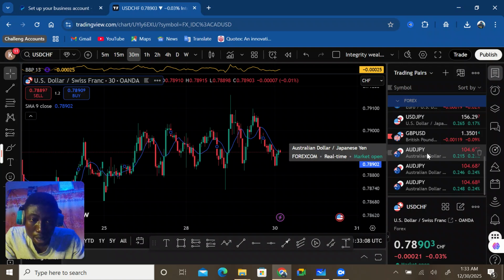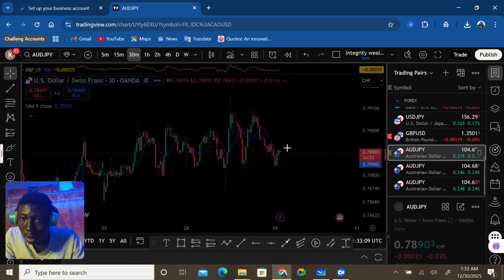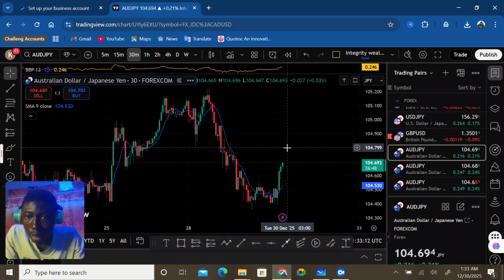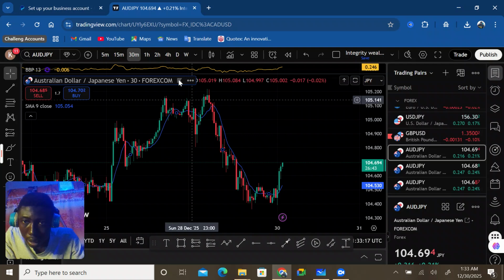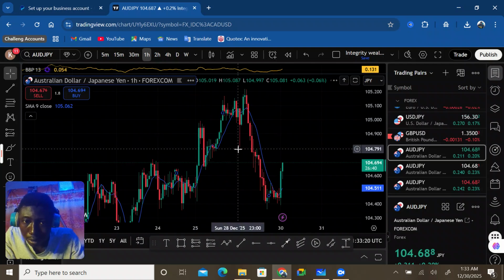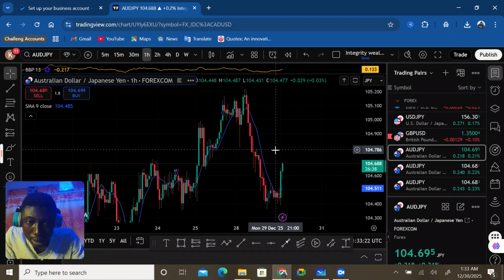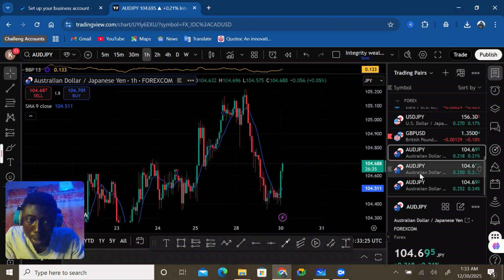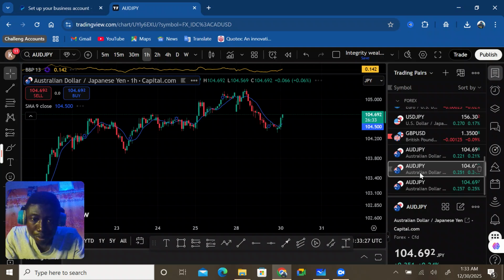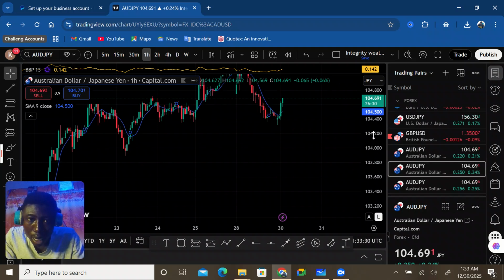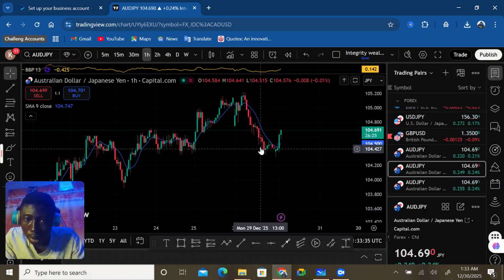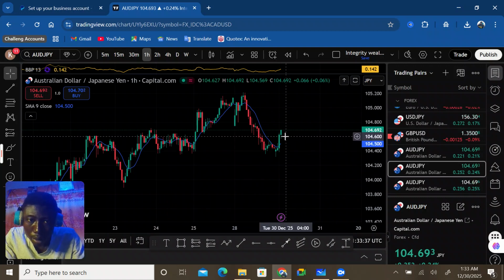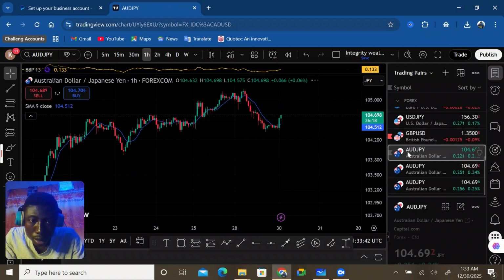Now, this one starts first, forex.com. Let's see, forex.com is like this. Let me put it on the 1 hour time frame. This is how forex.com is showing us AUDJPY. Now let's go to the next. Okay, so this is how capital.com is also showing us AUDJPY. Now let's compare it to the AUDJPY.